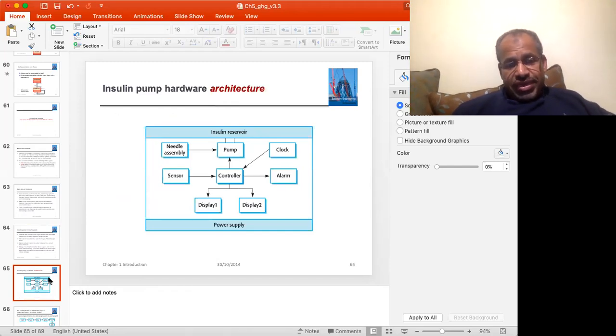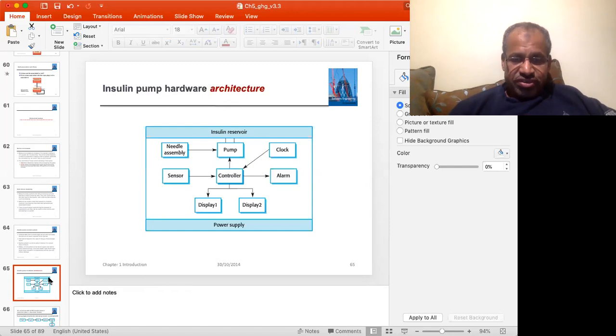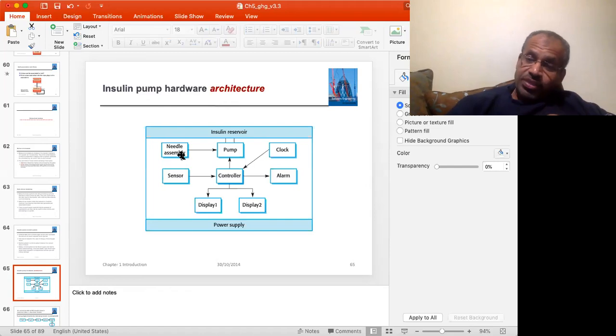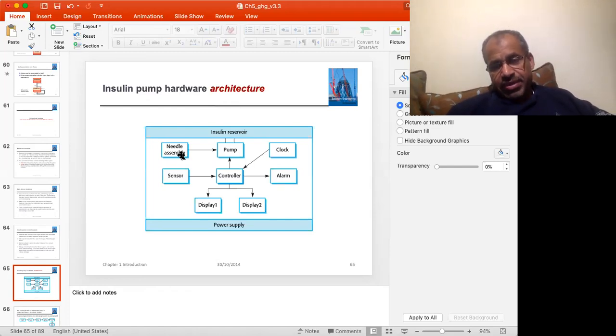Now, this is actually a structural model, but I think it is worth putting here with the insulin pump example. This shows the main components of the software. So this is the software architecture, the coarse-grained components of the system. The insulin pump has a pump, a controller for the pump, a clock, an alarm that can be triggered, one or more displays, a number of sensors, and a needle assembly that would actually be injecting the insulin into the patient.